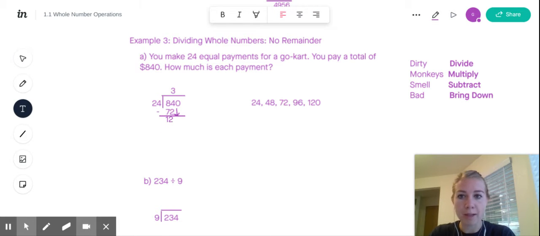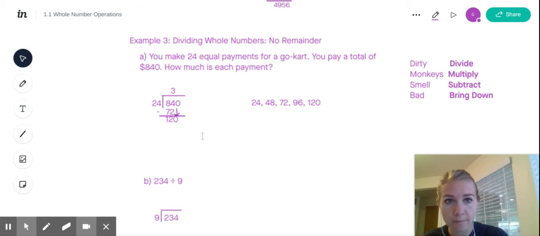And my 12 becomes 120. And then we start over again. We divide. 24 divided by 120. How many times does 24 go into 120?